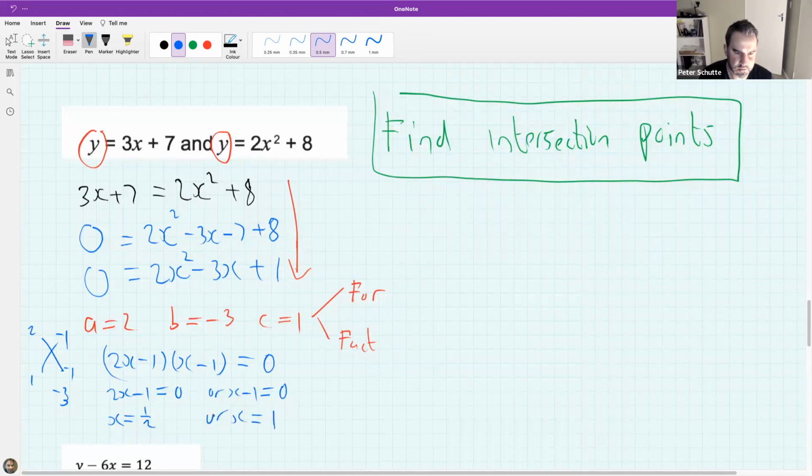So I get X is a half, or X is 1, which Tova, Mpilo, Ngani, Toboko agree with me. Now, to get the Y value, what do I need to do? Because I've got the X's, but remember, a simultaneous solution or an intersection point has two parts. It has the X part, but it also has the Y part.